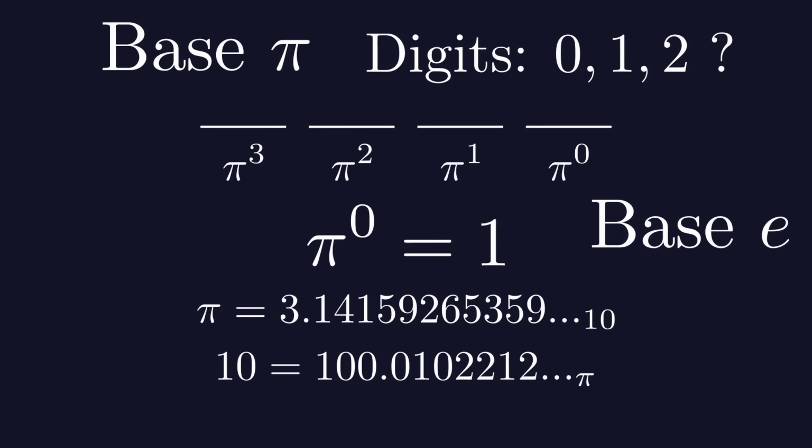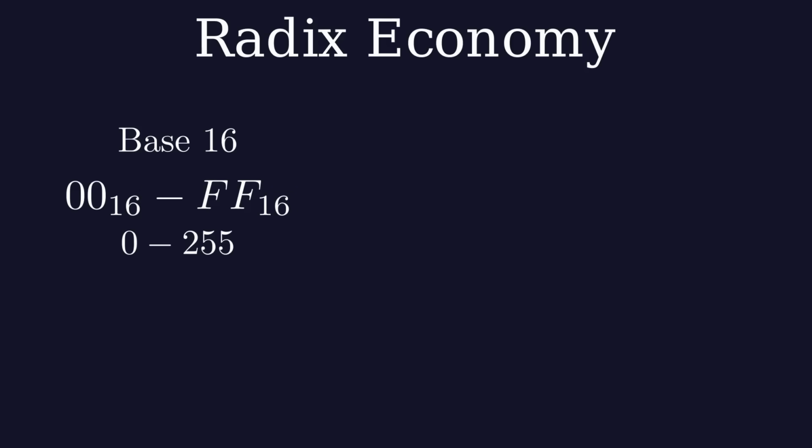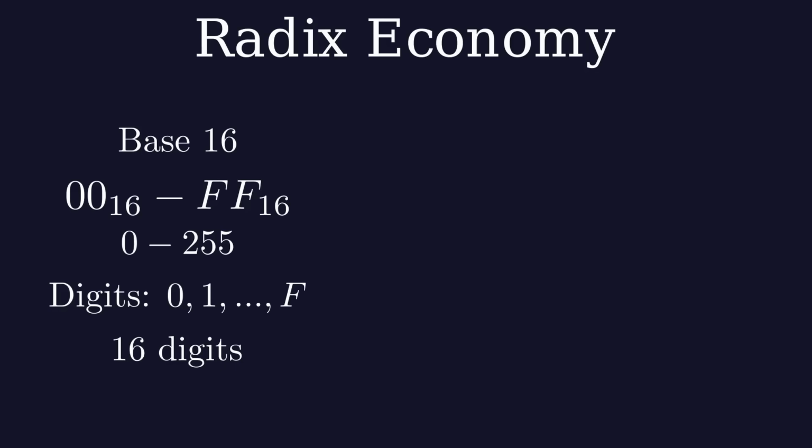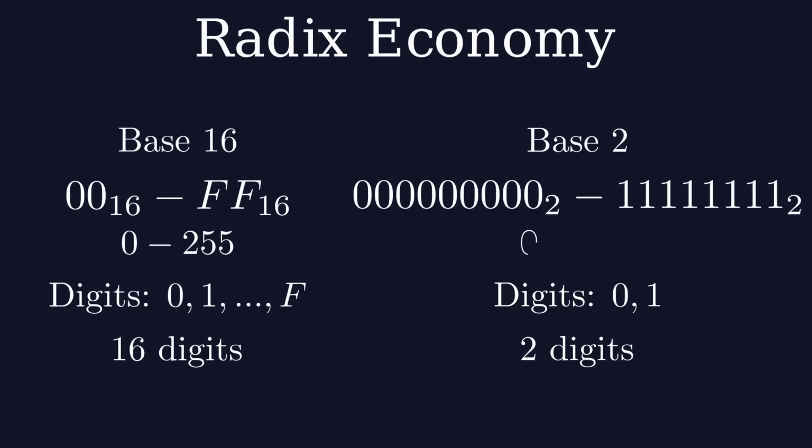But surprisingly, base e is special in a way. To explain why, we first need to talk about radix economy. Radix economy is a way to measure efficiency of a number base. For example, in base 16 we can write all values between 0 and 255 using only 2 digits. But in base 16 there are 16 possible symbols each digit could have. On the other hand, in base 2 we have only 2 possible symbols each digit could have, but to express all values from 0 to 255 we would need 8 digits.